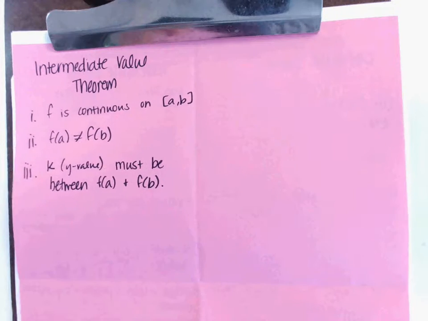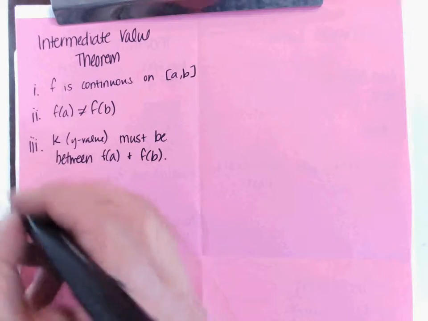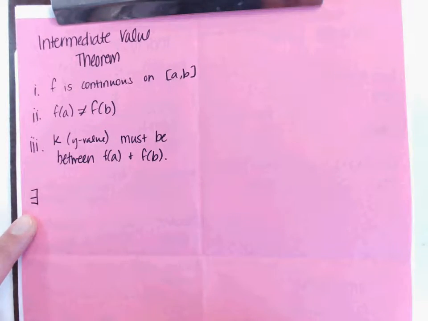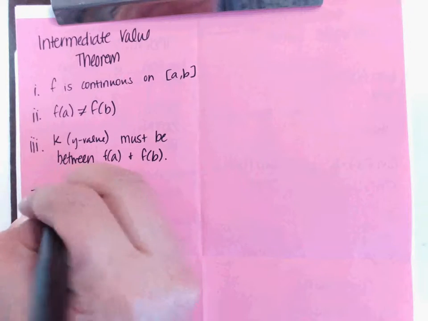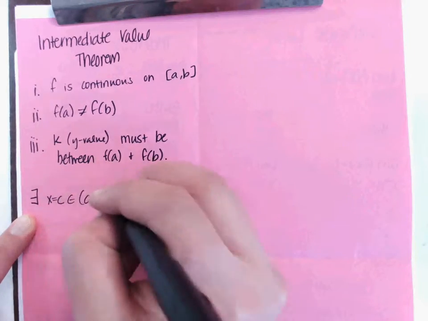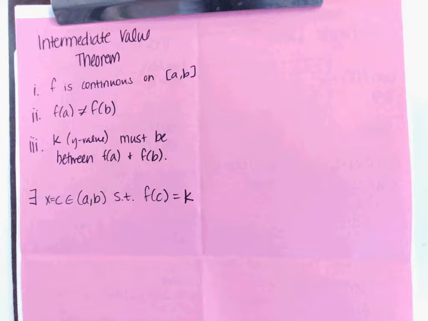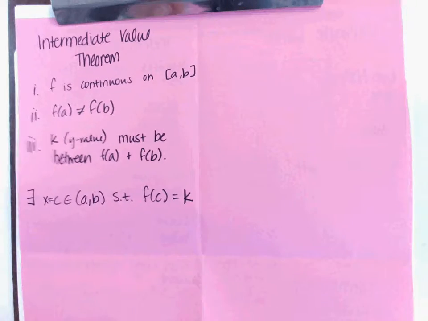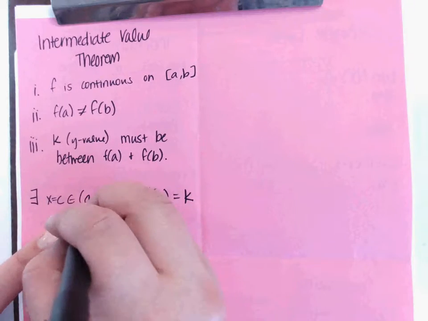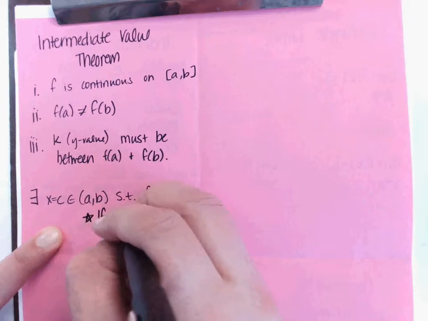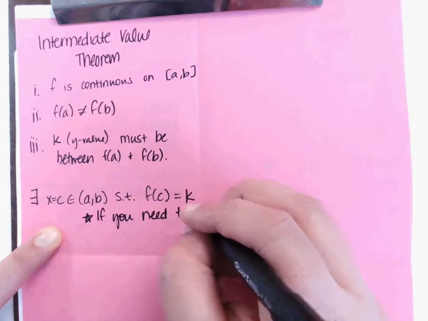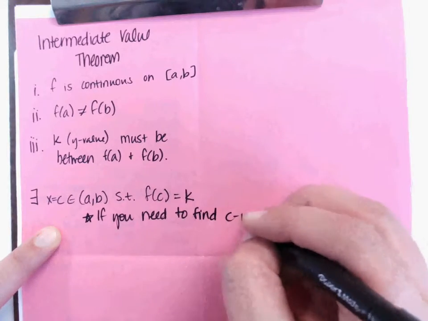Okay, then we're going to write the conclusion with all the symbols. There must exist an x equals c within a to b such that f of c equals k. If you would like to later pull out your notes and write what each of those symbols means in words, that's totally fine. Okay?